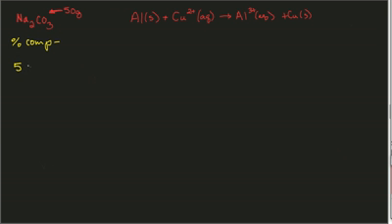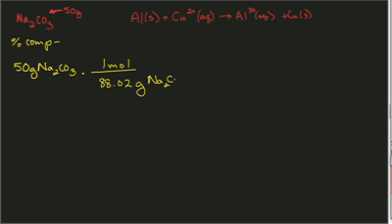Good. So how do we do that? We start with the 50 grams. Good. So what is that going to be? Have you already done that? So that means 88.02 grams of Na2CO3 for every 1 mole of Na2CO3. Good. And when you multiplied that out, what did you get?